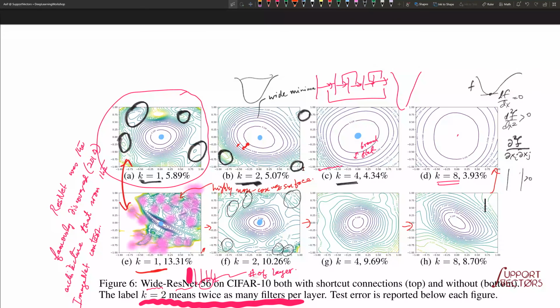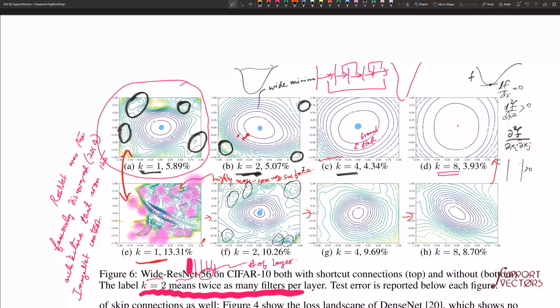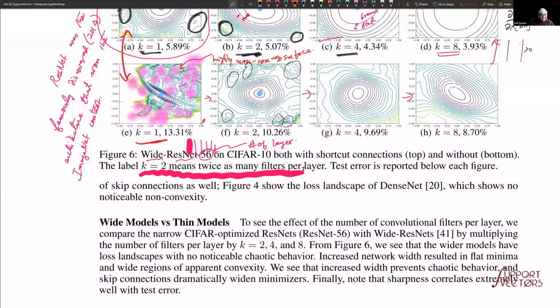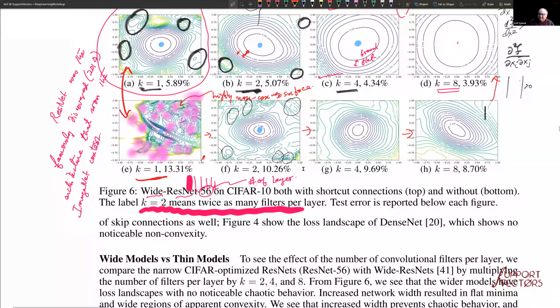Those 10.2. Yes, question. I forgot what they were referring to. Read the paper. You'll see what they were referring to. A test error is reported. Oh yeah, the test error. This is the amount of test error.